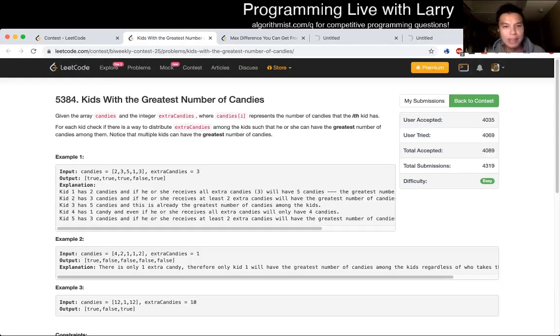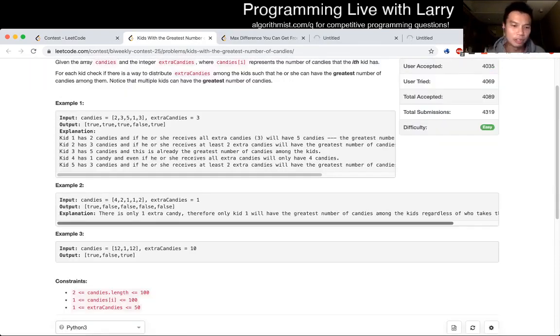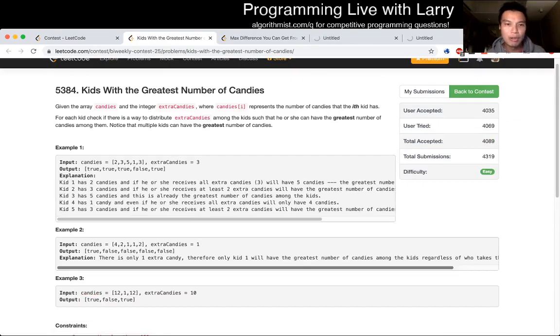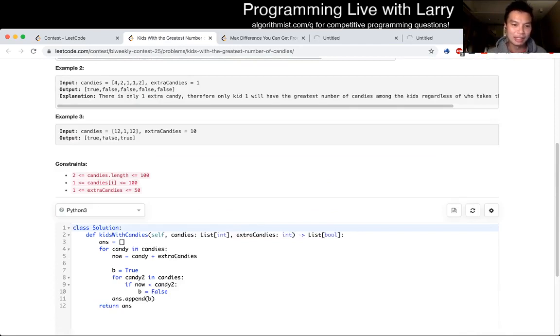Kids with the greatest number of candies. So this was a problem you could call greedy, where if you want to see if a kid has the most candy, just give them all the candy. Okay. That's essentially what I did.